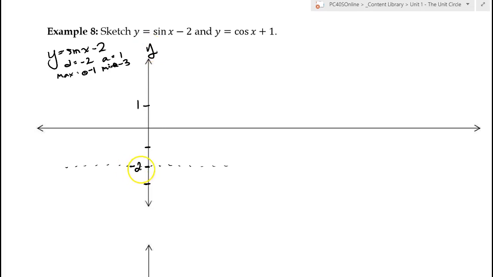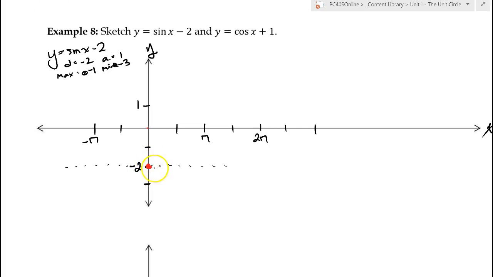So -2 is here. Horizontally, it has no impact on it, so I'm going to still use the same scale. I'm going to not draw as much though, just in terms of time. So I use the same starting point. So sine usually starts at 0 at my midline, so it should be starting at -2 because that's my new midline.